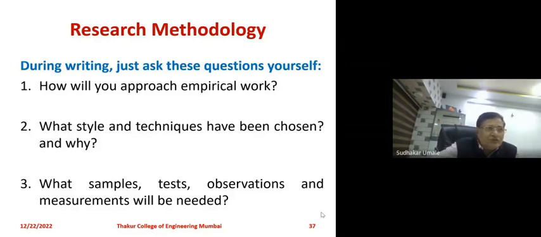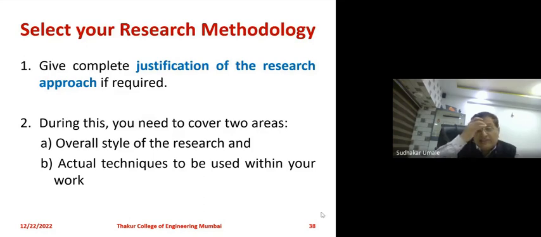And how do you select your research methodology after getting these answers? Give complete justification of the research approach if required. Justification of the research approach is very important. Otherwise, it may not be your original research. During this, you need to cover two areas: the overall style of the research, and the actual techniques to be used within your work.